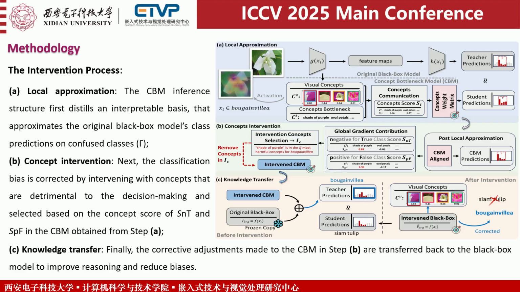Step B. Concept intervention. Next, the classification bias is corrected by intervening with concepts that are detrimental to the decision-making and selected based on the concept score of SNT and SPF in the CBM obtained from Step A. Step C. Knowledge transfer. Finally, the corrective adjustments made to the CBM in Step B are transferred back to the black box model to improve reasoning and reduce biases.